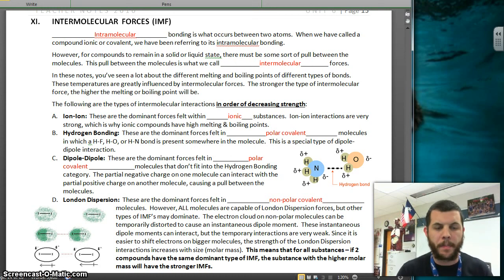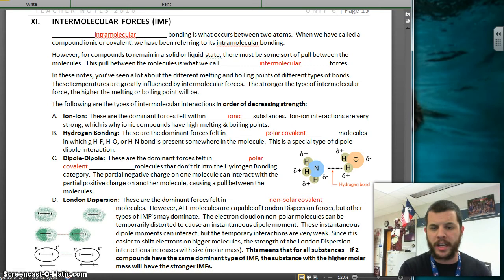Okay, guys, one last topic to discuss. This last topic is not a difficult concept, or excuse me, it's not a long concept to explain, but it can be rather difficult to understand. We did an activity in class that talked about the differences between intramolecular bonds and intermolecular forces.